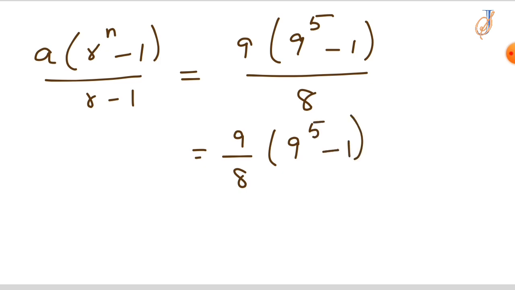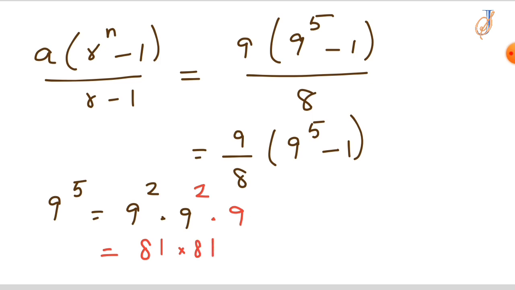Here we need to find 9 power 5 value. Using the trick we can find the value, solve this question. But here I am going to show one more method to find this. 9 power 5, we can write it as 9 power 2 times 9 power 2 times 9. So 9 power 2 is nothing but 81. And again 81 times 9. 81 whole square times 9.